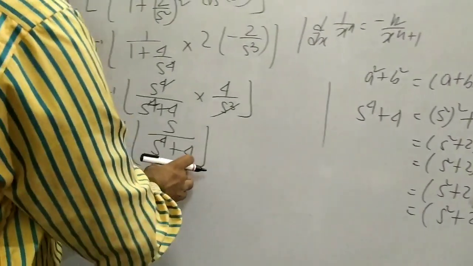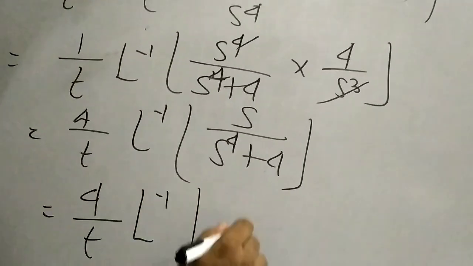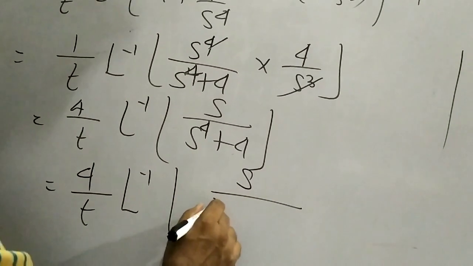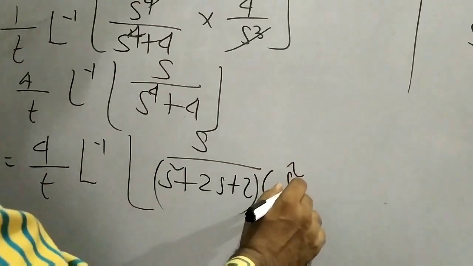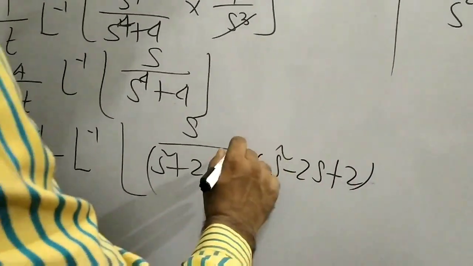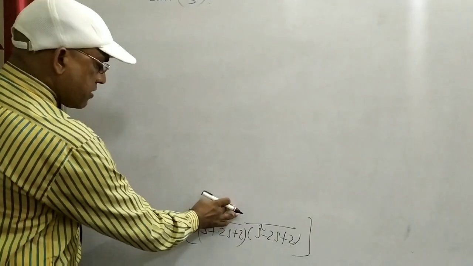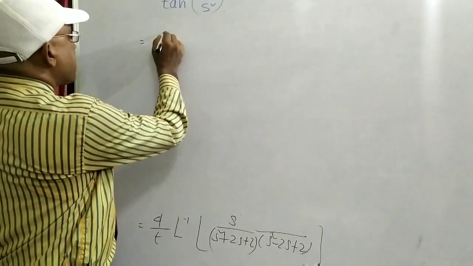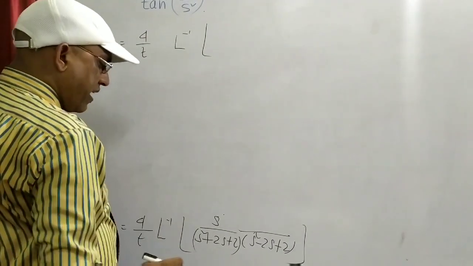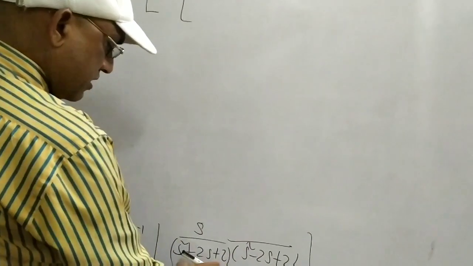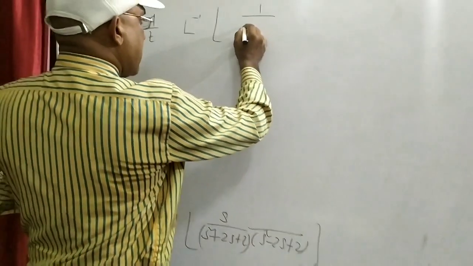Now we write 4 by t, L inverse of s by s square plus twice s plus 2, s square minus twice s plus 2. We can write in this way. This is our last expression. So this can be written as 4 by t remains the same, L inverse remains the same. Now we express it as a difference of two terms. This is one factor, this is another factor. We want to write the difference of two terms.